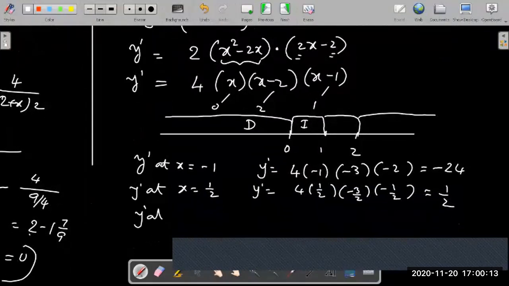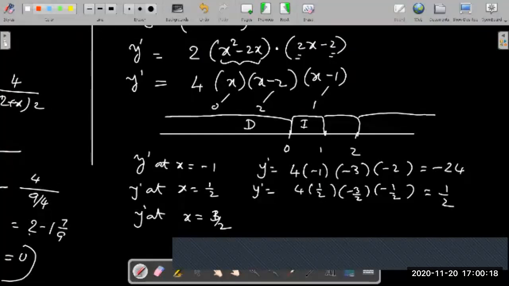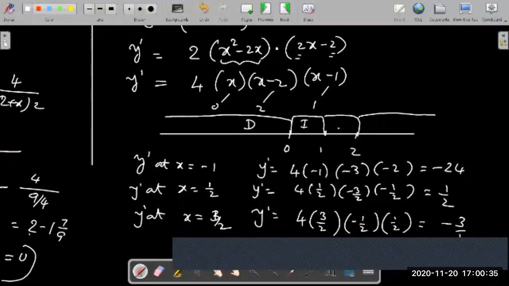Next, between 1 and 2, I'd like to give 1.5. y dash at x equal to 1.5, or 3 by 2. So y dash equal to 4, 3 by 2, then 3 by 2 minus 2 is minus half, and 3 by 2 minus 1 is plus half. So you are getting negative. So this is negative, so I'm getting this to be decreasing. So obviously the last region will be increasing, but let's check that.